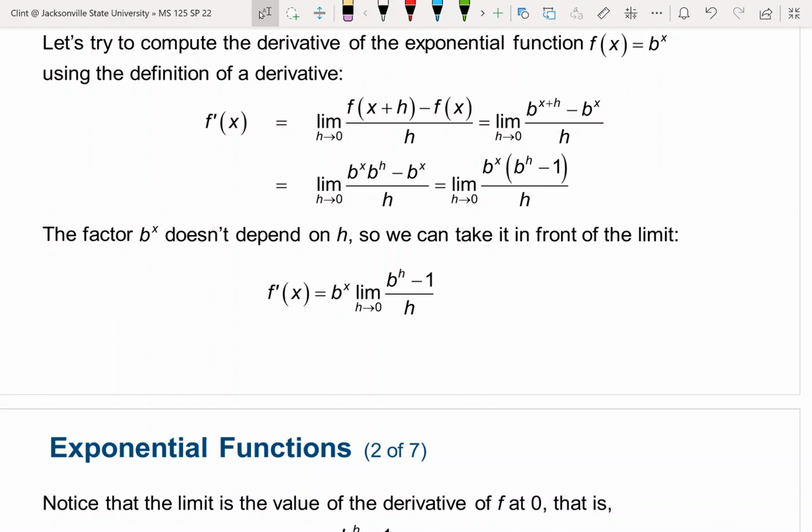The thing that's really super interesting about that is noticing that we started with a function of b to the x, and then when we look at the derivative, it's got a factor of b to the x in there. So when we take the limit of an exponential function, it's going to come in as a multiple of itself.